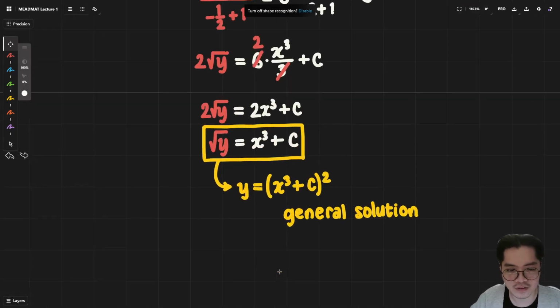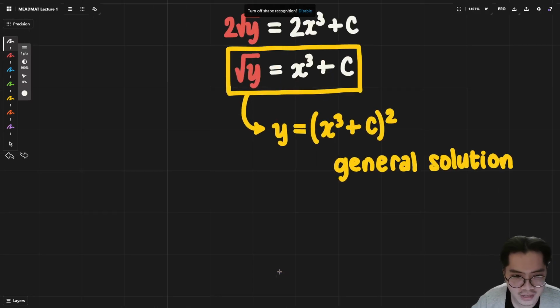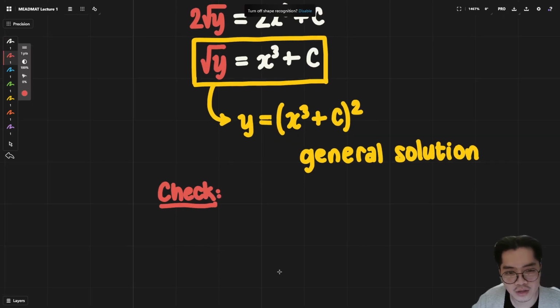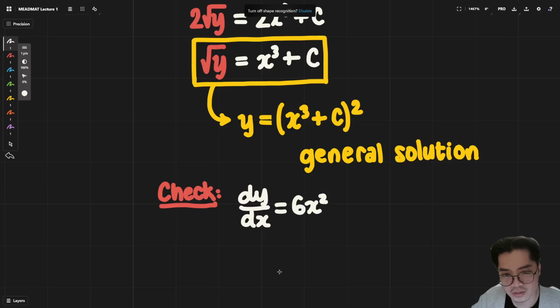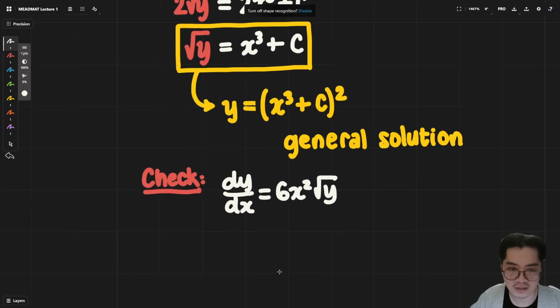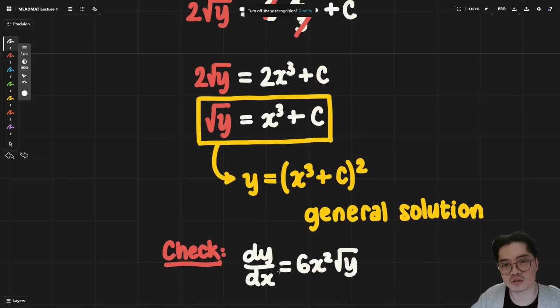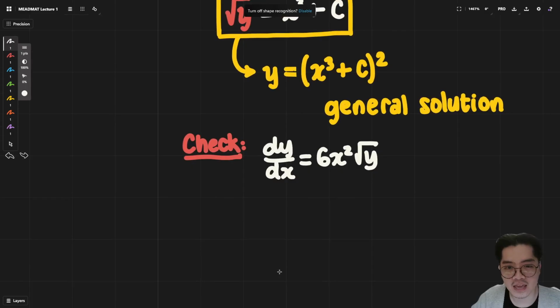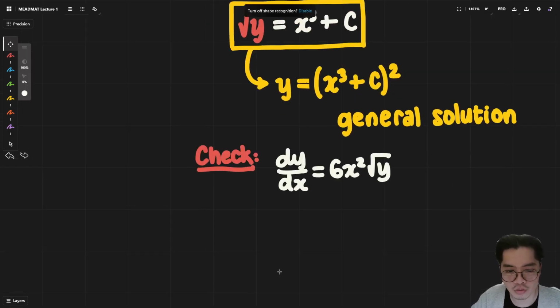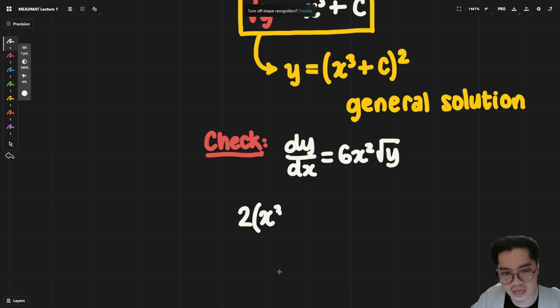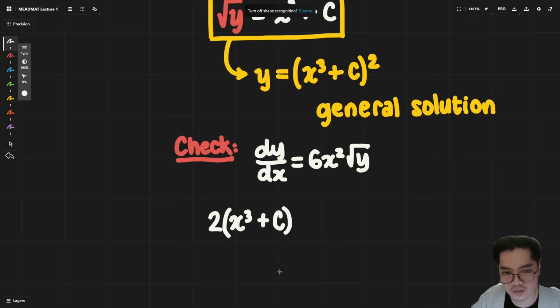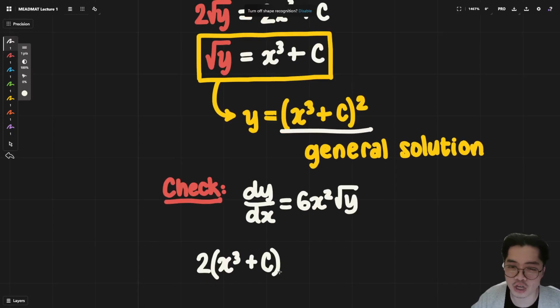What you can do is, of course, check. Say for example, we really are going to check it then. Let's try out dy over dx is equal to 6x squared times square root of y. Square root of y in here is just x cubed plus c. And then dy over dx, let's derive this whole thing. We will have 2 times x cubed plus c. That is because of the chain rule. Hopefully you guys can brush up on your chain rule skills. This is something squared, so the derivative is just 2 times something.